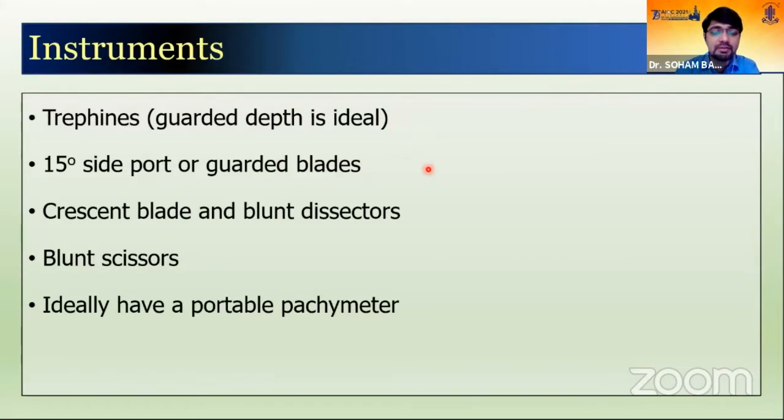Few instruments that you need specifically are, now you have these guarded depth trephines from Madhu Instruments, and also if you have access to a Barron Hessburg trephine, nothing like that. Similarly, with guarded blades, you can have fixed guarded blades, or you can use the various diamond blades with variable depth adjustments for making the incision. Otherwise, you need a set of good blunt scissors and blunt dissectors, and maybe have a portable pachymeter in the OT.